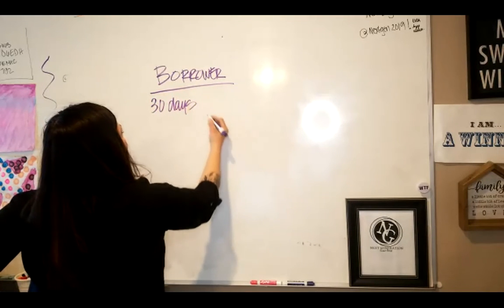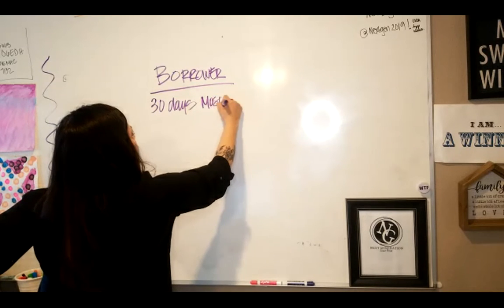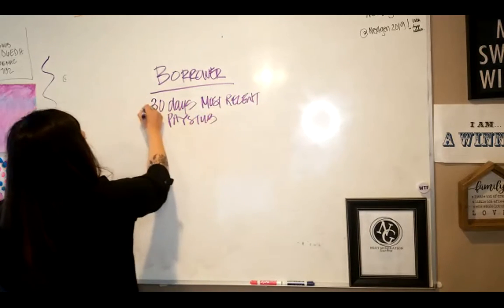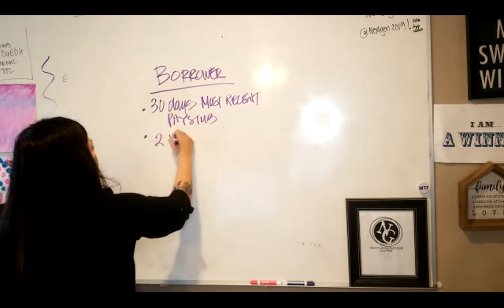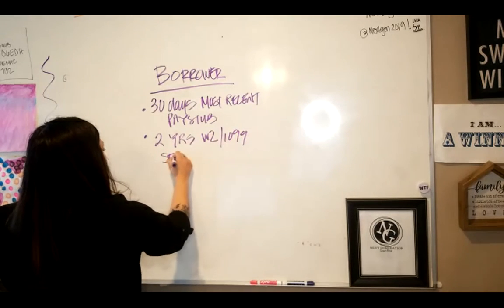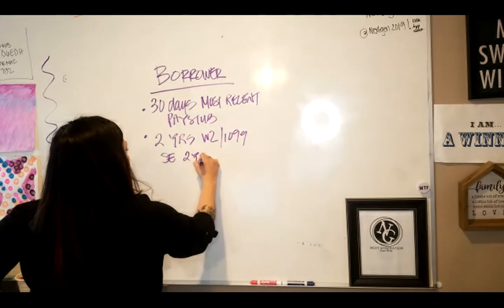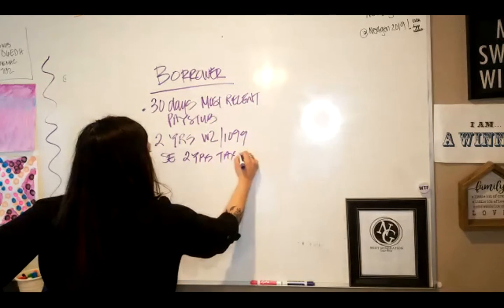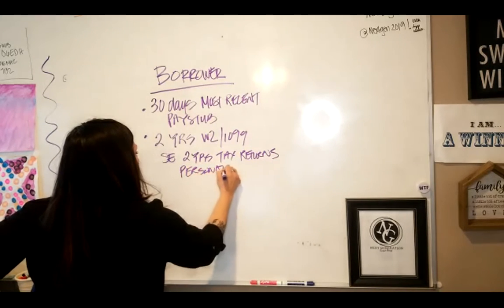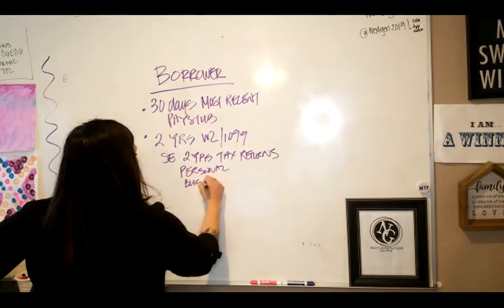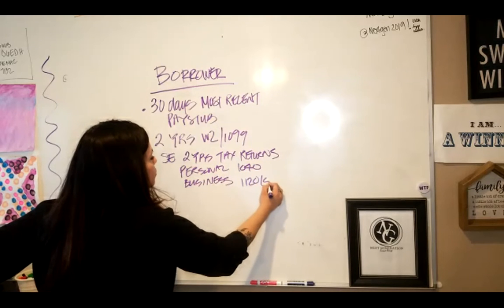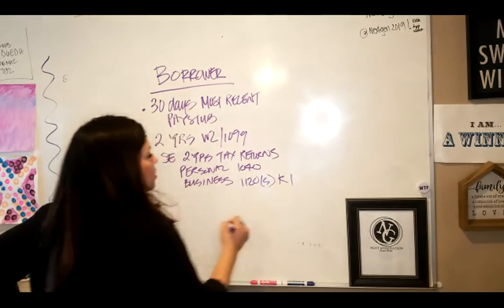And I always say most recent pay stub. Two years of W-2s or 1099s. If you're self-employed, I need 2 years of tax returns, personal and business. And these are different. This is a 1040. The business return is normally going to be an 1120, 1120S, or even a K-1.